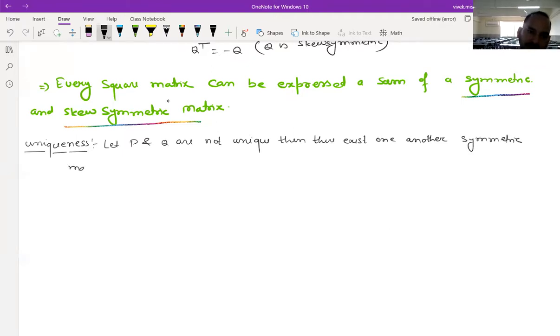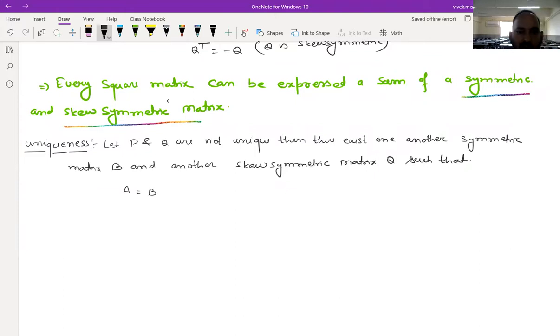Symmetric matrix B and another skew symmetric matrix C, such that A is equal to B plus C. Sorry, Q was already taken, so another skew symmetric matrix C such that A is equal to B plus C. Yes, sir. So what will be A transpose?